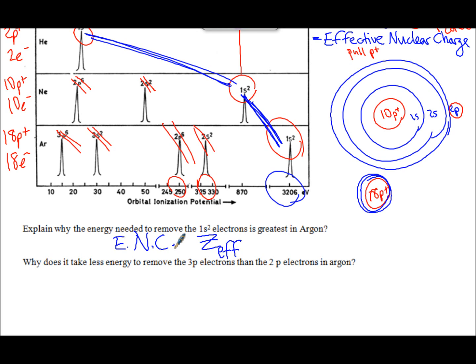Why does it take less energy to remove the 3p than the 2p in argon? Shielding. Electron shielding. The electrons are shielding the nucleus, and therefore they're easier to remove.